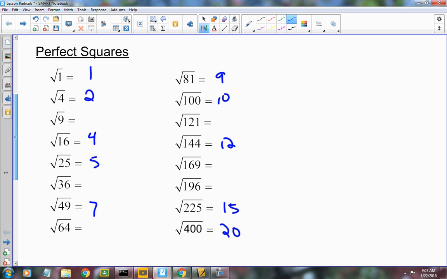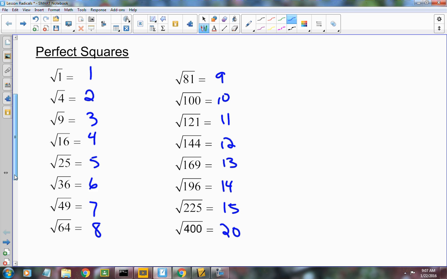196. 14. 169. 121. 11. 9. And 36. And 64 is 8. Now, you don't typically get those in order, right? So you really need to be able to recognize that those are perfect squares.